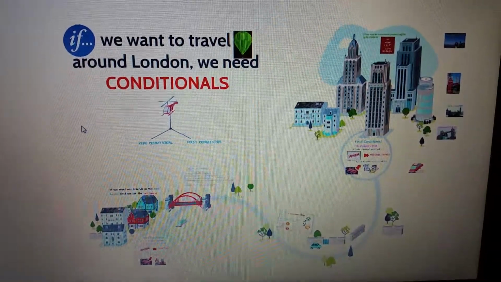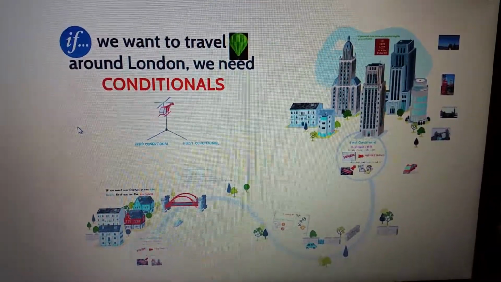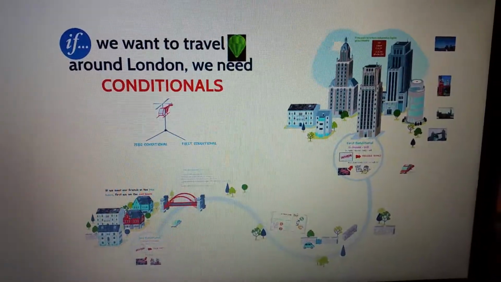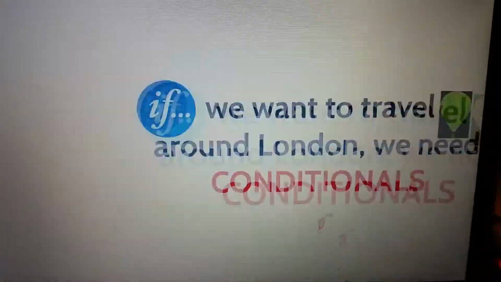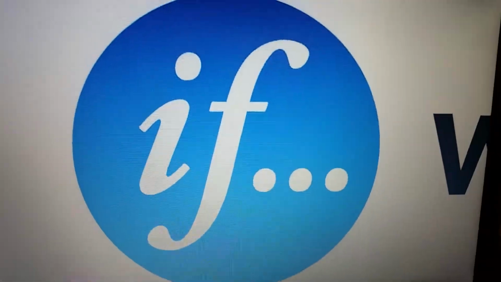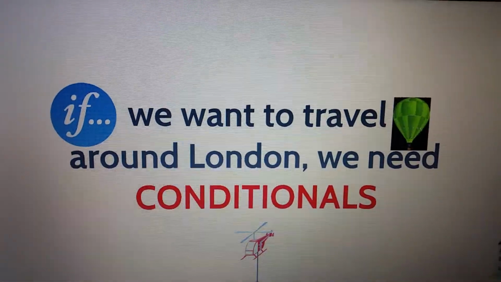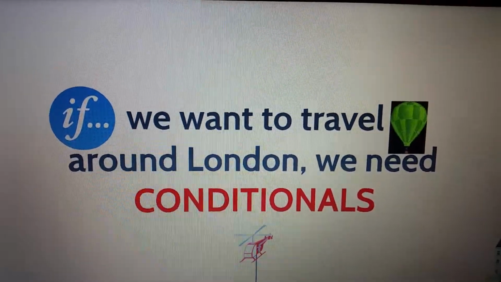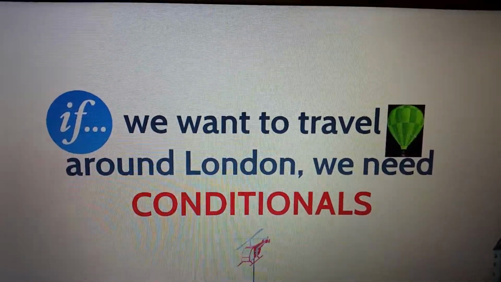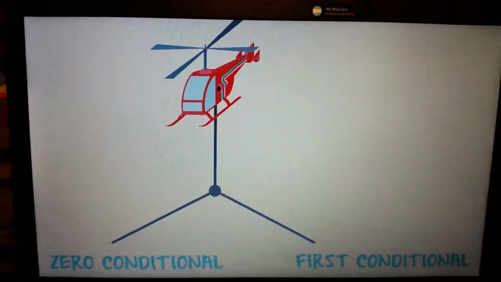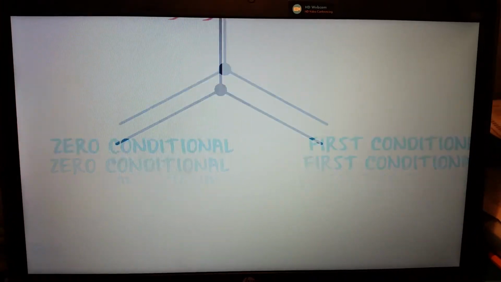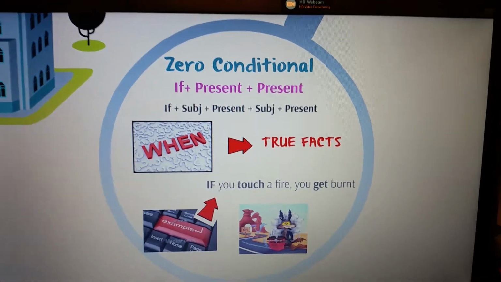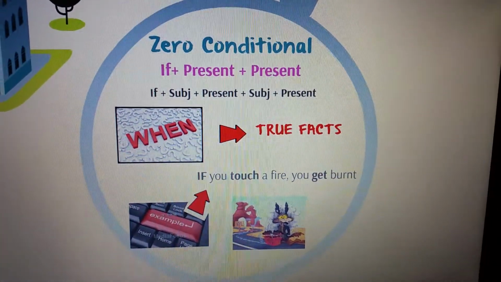Let's talk about conditionals. First of all, we can see an overview of a mind map about conditionals. If we want to travel around London, we need conditionals. Which ones? The zero conditional and the first conditional. Let's start talking about the zero conditional.